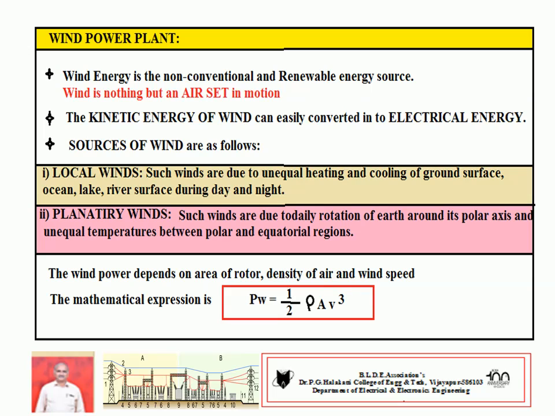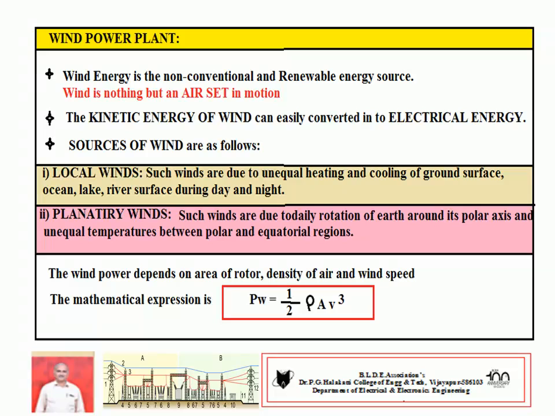Wind energy is a non-conventional energy source, and it is also referred to as a renewable energy source because it is available naturally. It is also referred to as environment friendly because it doesn't pollute the environment, like how petroleum products and thermal power plants pollute the air and environment.